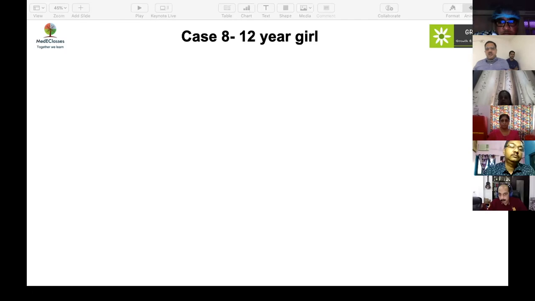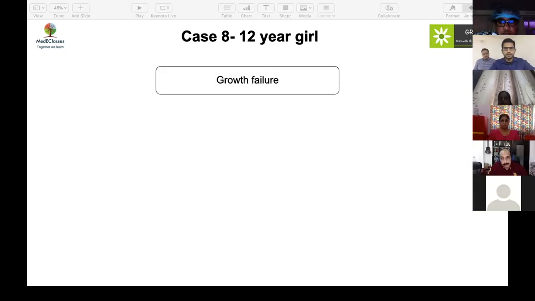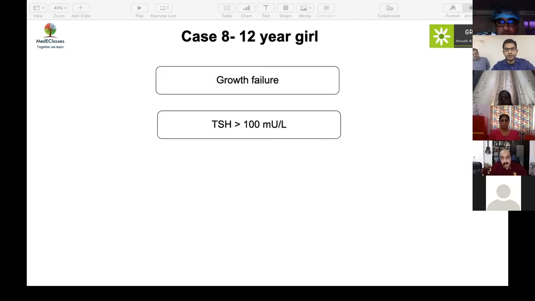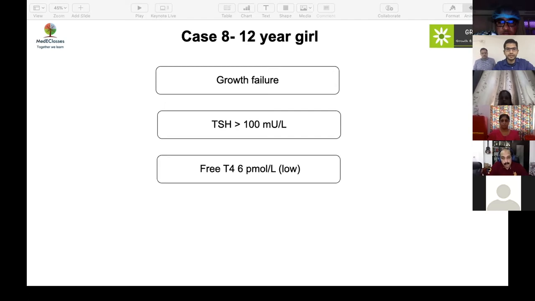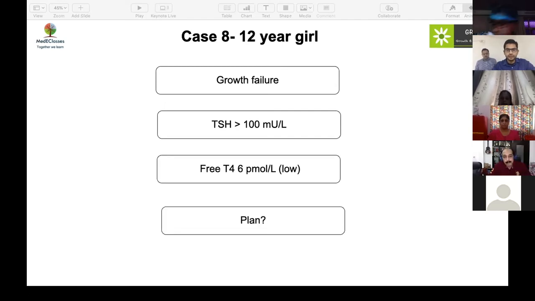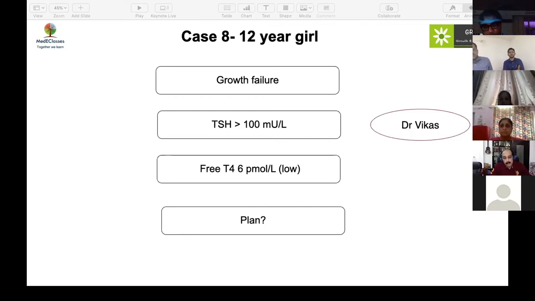Now, next case, Dr. Pratik. A 12-year-old girl who presented with growth failure. Now she has a very high TSH of more than 100. Free T4 is low. So what would be the further plan? How would we treat this child? Dr. Vikas, how would you treat this girl?